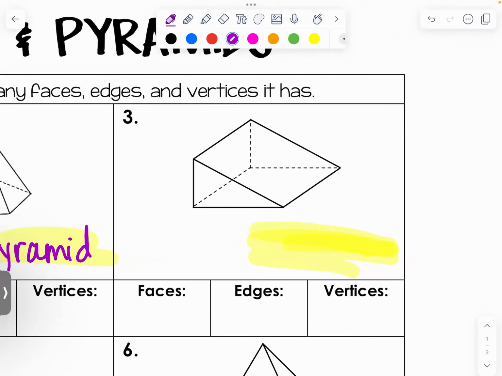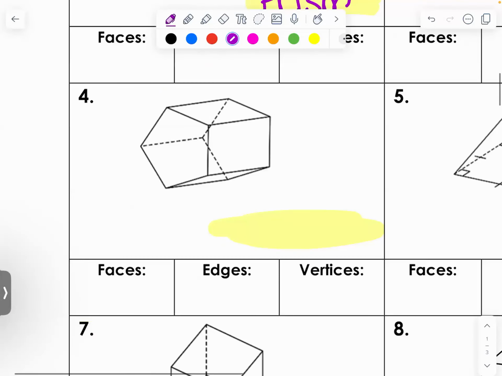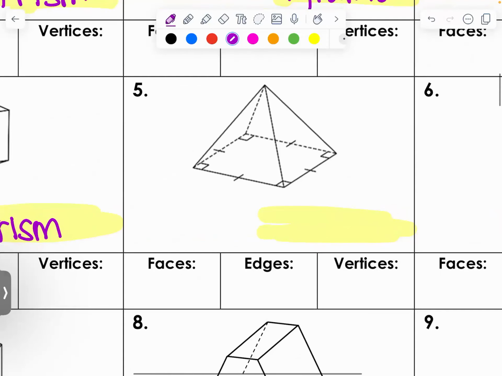Okay, number three, Reagan, what do we got? We have a prism. Specifically, this would be a triangular prism because we have our two bases that are triangles. Okay. Maddie, what about number four? Number four is a prism. Technically, this would be a pentagonal prism because we have pentagons as our bases. Okay. But it is a prism.